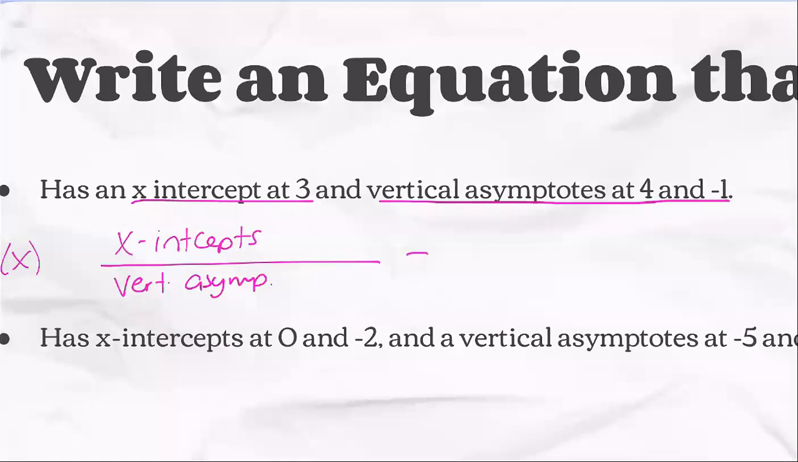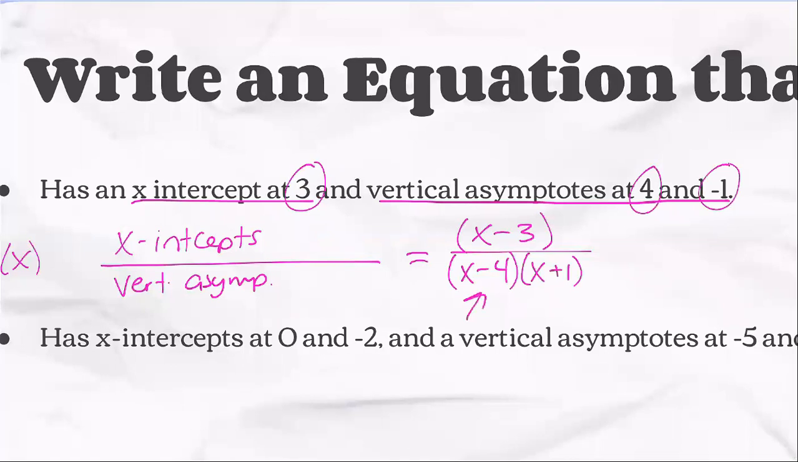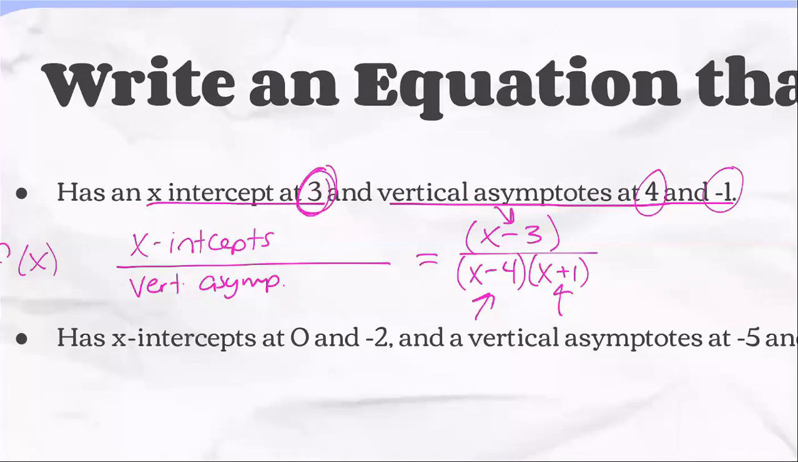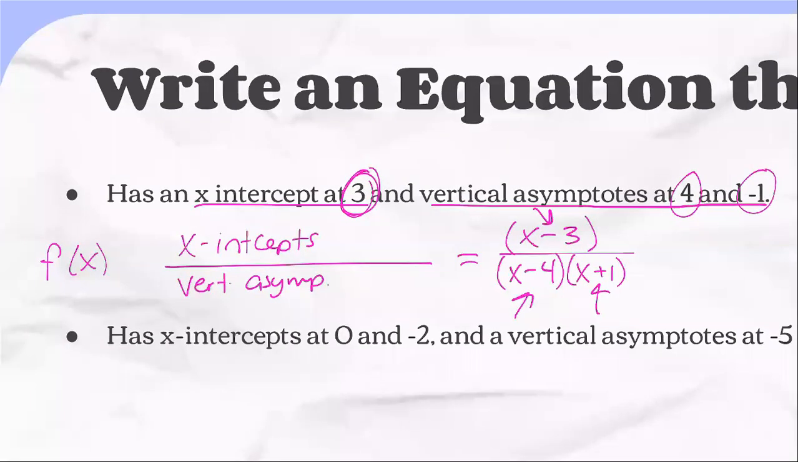All right, so I know that the top, when I set it equal to 0, is going to have to equal 3. So I would say there's my top, x minus 3. If I set that equal to 0, it's going to equal 3. My vertical asymptotes are on the bottom. So remember, when you write them in the factored form, the sign always flips. So if I need one at 4 and -1, it's going to look like x - 4 and x + 1. That's why this +3 looks like a -3. So there is my equation.